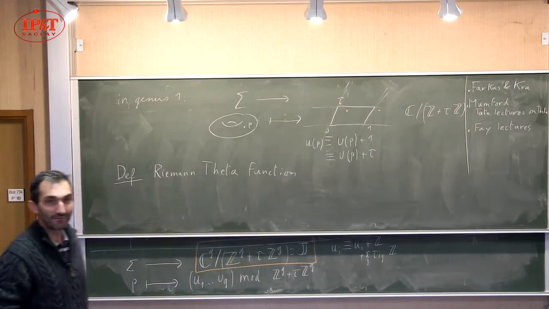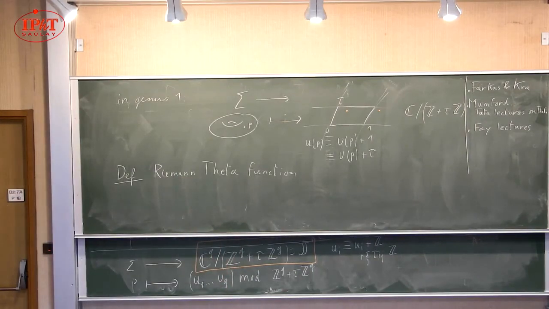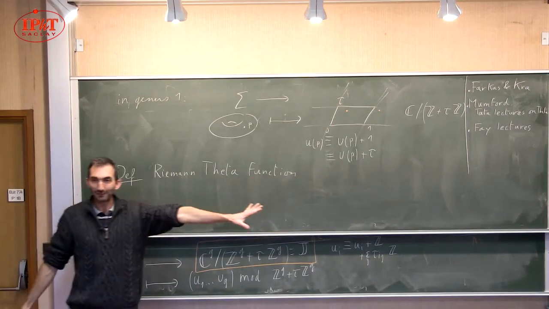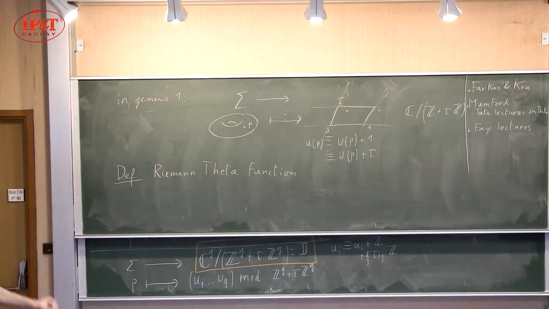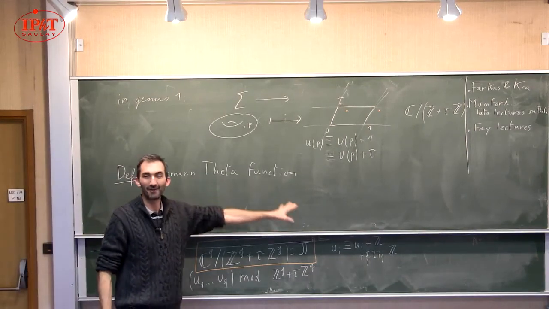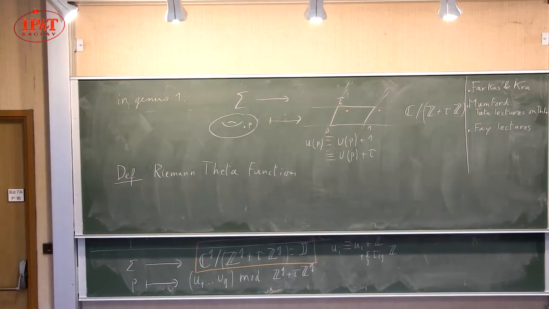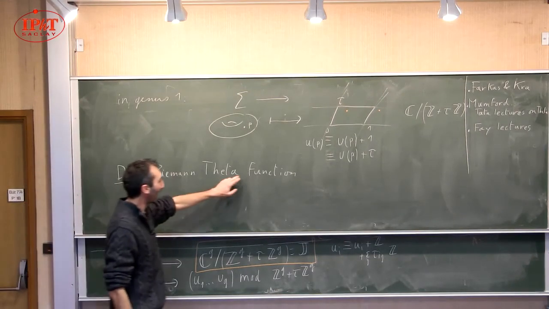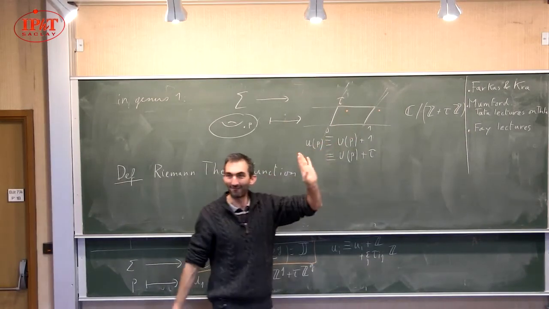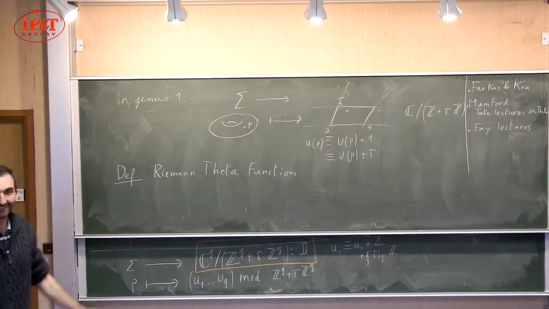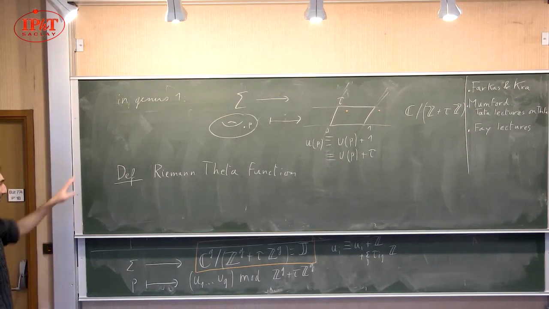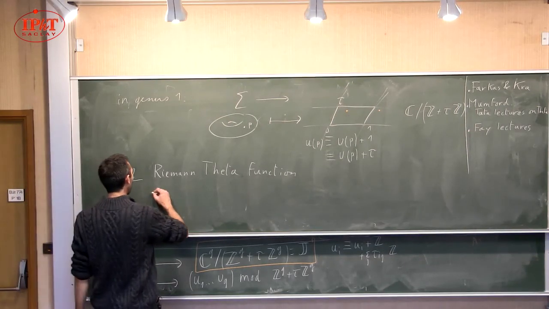So I go on with the definition of theta functions. There are many different theta functions that exist, but there is one that is called the Riemann theta function. If you are used to elliptic Jacobi theta functions, I think this is the theta 3 of Jacobi. This is the one that has its zero at the center of the parallelogram. So it's theta 3. Okay, the Riemann theta function is defined as follows.